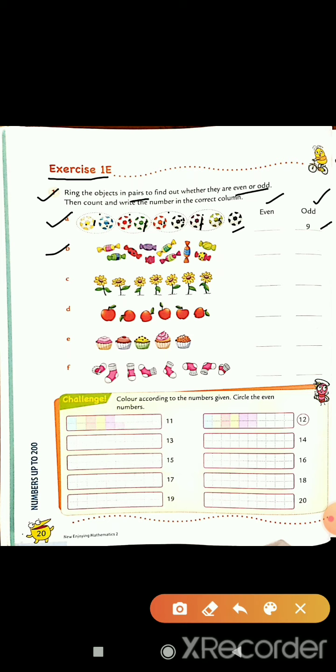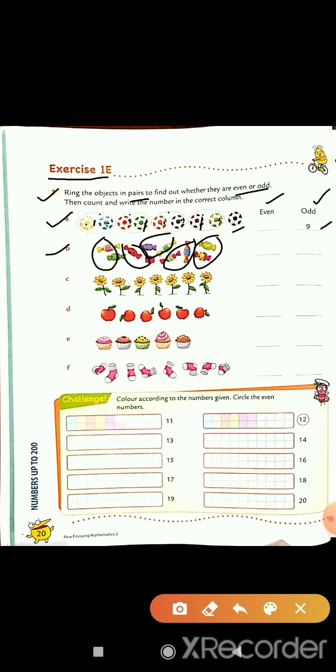B. 1. Some chocolates are there, so we have to circle them in pairs. Means in one circle, there should be two chocolates. So two chocolates, one pair. Again two chocolates, these two and these two. Okay, every chocolate is having its pair. No single chocolate is there, right? So these are even, right? How many chocolates are there in total?